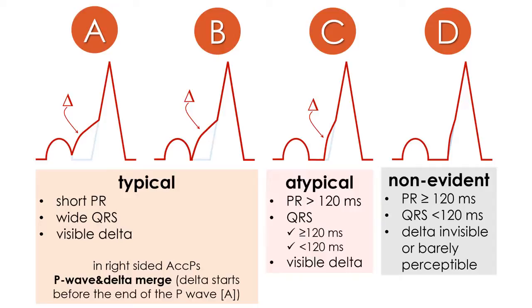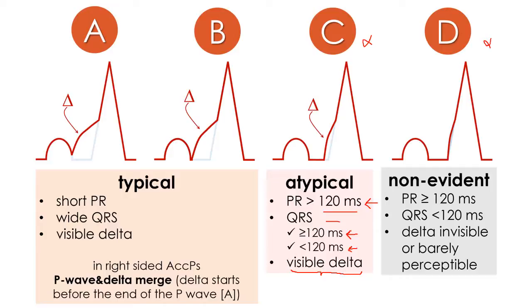Apart from the typical preexcitation, there are 2 other types of preexcitation: the so-called atypical preexcitation and the non-evident preexcitation. Atypical preexcitation is characterized by a PR interval that is not short, more than 120 milliseconds. The QRS complex can either be equal to or more than 120 milliseconds or less than 120 milliseconds. What is constant in this type of atypical preexcitation is that there is always a visible delta wave.